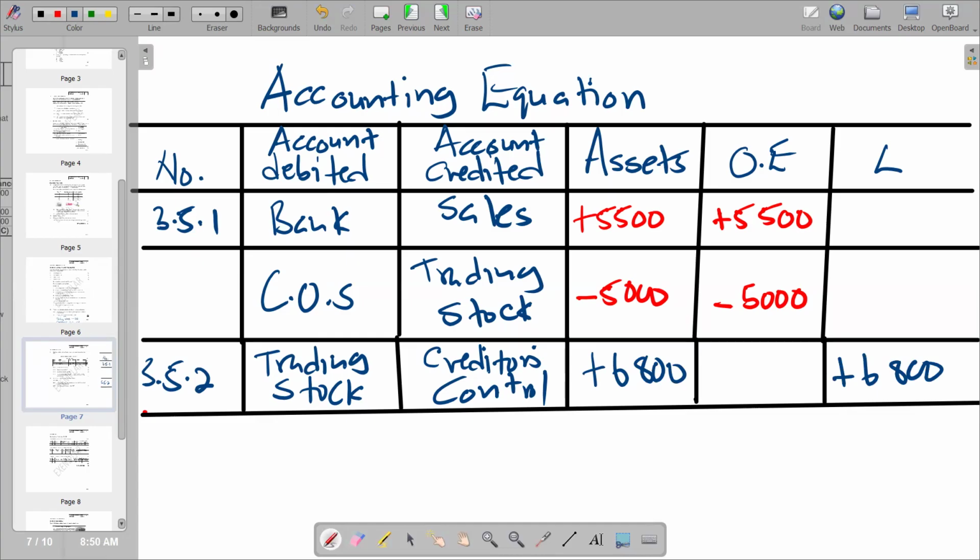So basically, this is what we have, guys, in terms of the preparation of our statement that is showing movements in our accounting equation and the adjustments that are affecting our accounting equation.